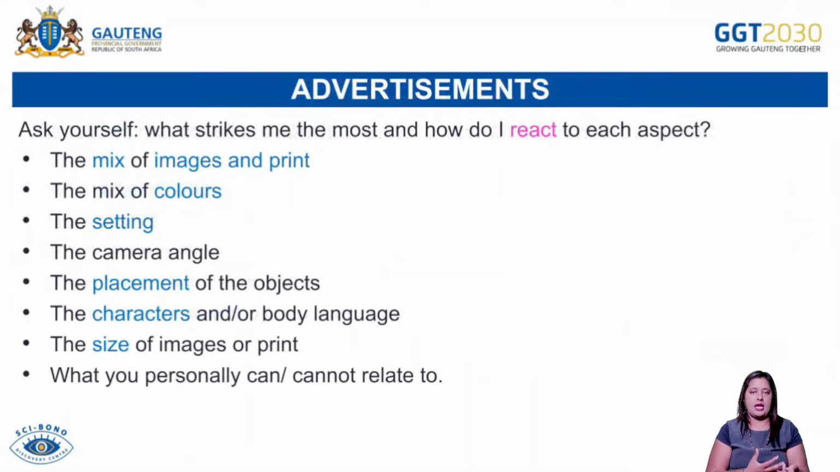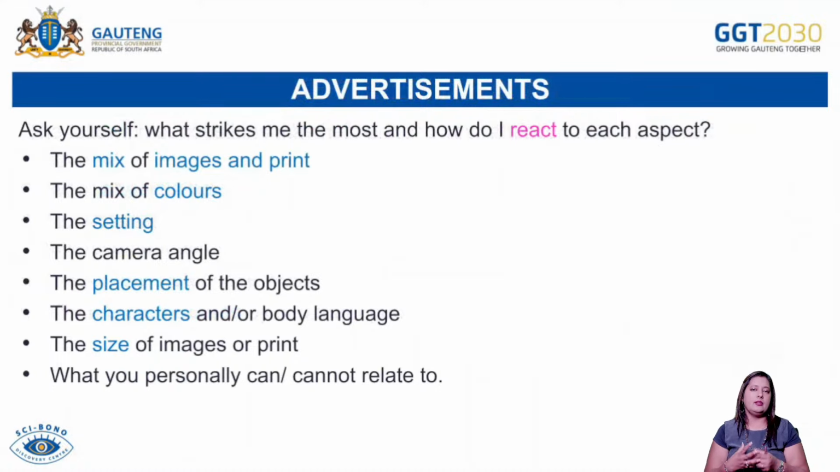Looking at the setting, how is the image set within the text? All right. Where is the image as compared to the words around it? Where's the slogan? Where's the logo? All those things. You look at that. Where is this action taking place in the particular advert?